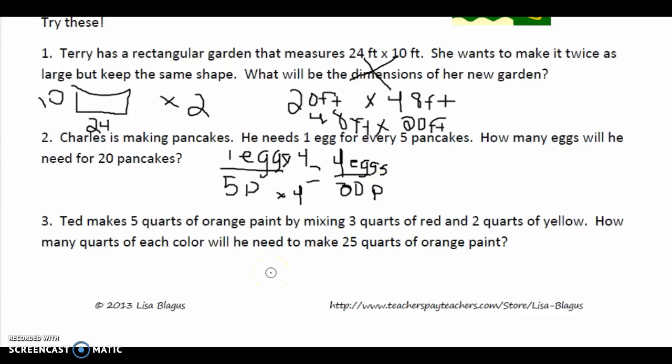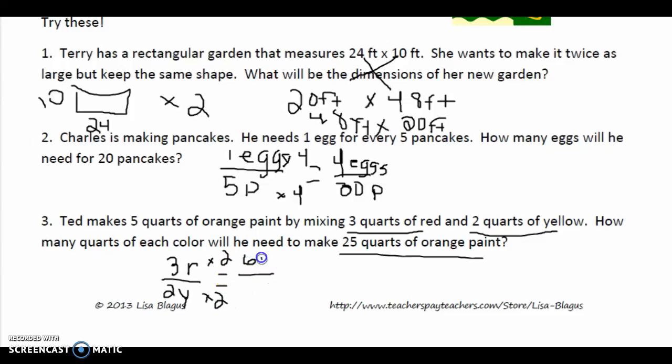Okay. Ted makes 5 quarts of orange paint by mixing 3 quarts of red and 2 quarts of yellow. How many quarts of each color will he need to make 25 quarts of orange paint? Well, I know 3 reds and 2 yellows add up to 5. So I need to know what I have to make to get to 25. Well, let's just make some equivalent ratios. What if I multiply everything by 2? This gives me 6 reds and 4 yellows. That only adds up to 10. What if I would have said, I'm going to multiply it by 5? That might get us closer. Let's try that one. That means I have to also multiply the 3 by 5.